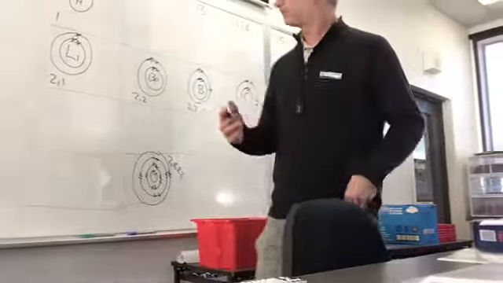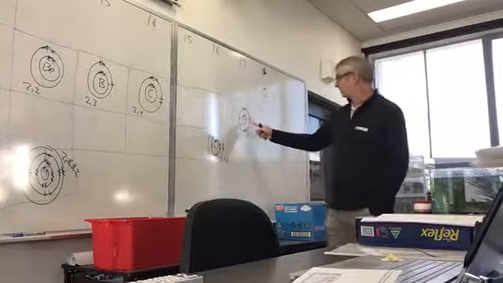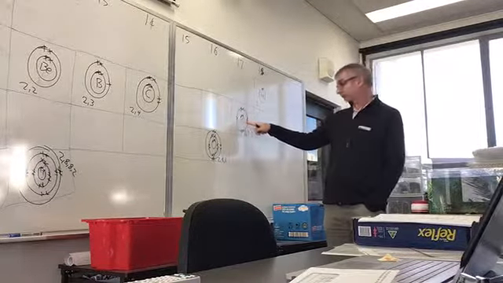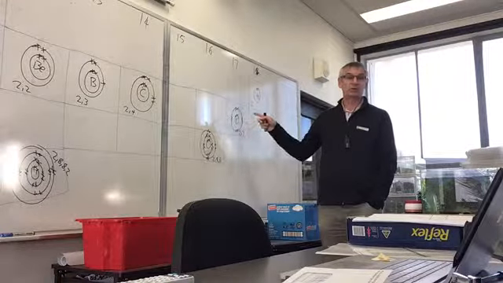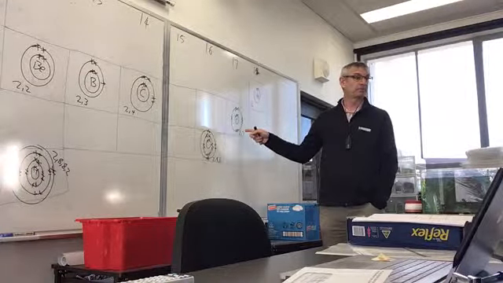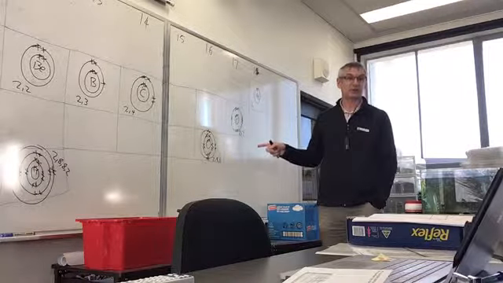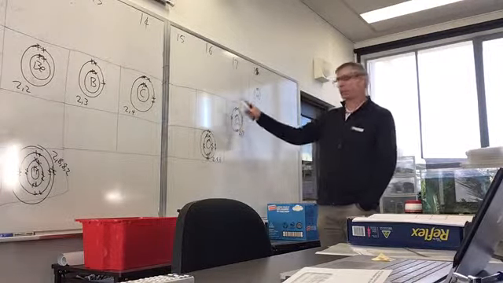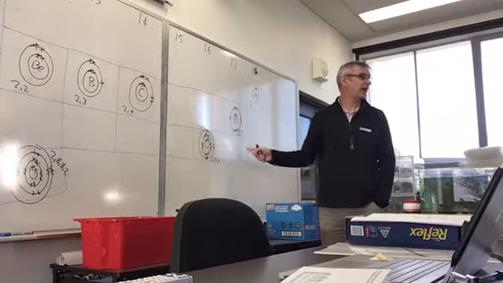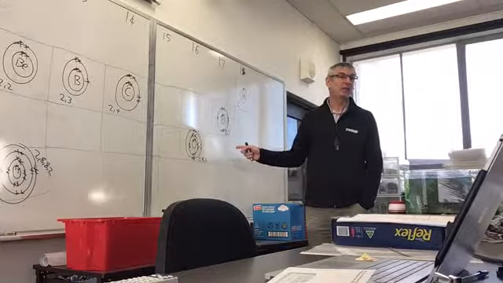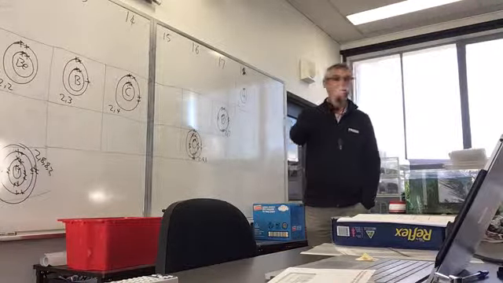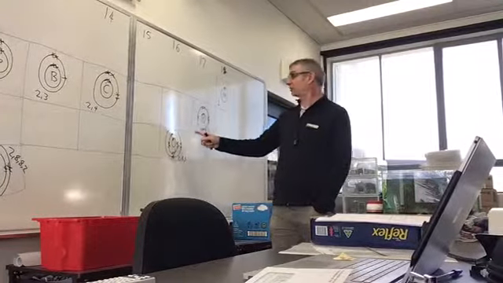So if we've got fluorine here, how many electrons does it have in its outer shell? 7. What does it need to do to get 8 electrons in its outer shell? It needs to gain an electron, doesn't it? If it gained an electron, what charge would it have? Negative 1.